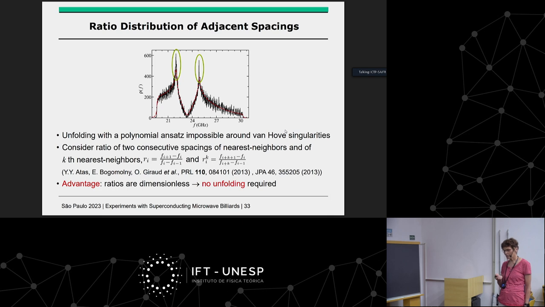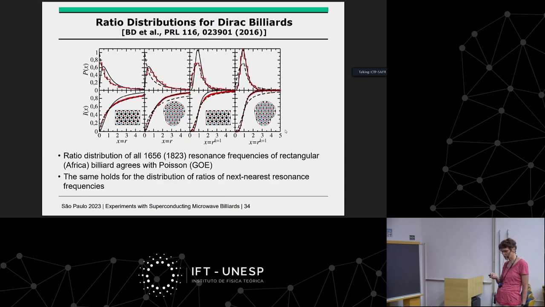But there is another quantity, the so-called ratio distribution, the distribution of ratios of nearest neighbor spacings, f_{i+1} minus f_i and the neighboring spacing. They are dimensionless. That is, for them you do not need to unfold your eigenvalues, so you do not need to fit to some polynomials. Otherwise you would need to fit to a high-order polynomial to get a good unfolding, but then one has to be careful not to distort the properties by inappropriate unfolding. So there we use ratio distributions.